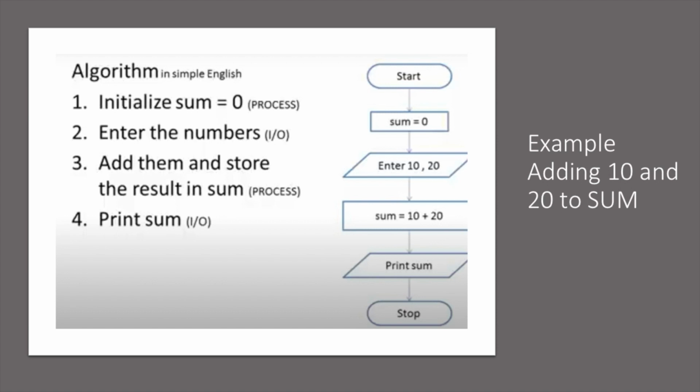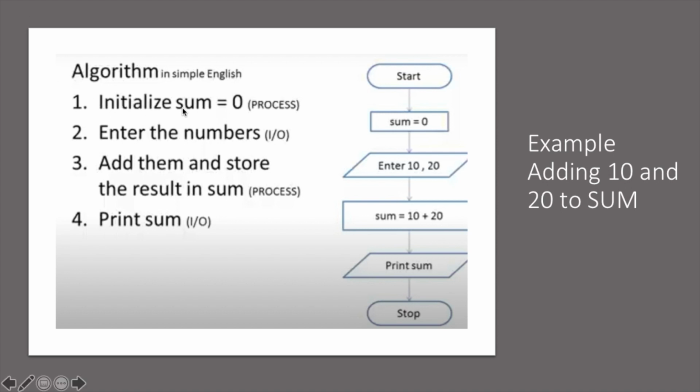This is an example of an algorithm. This algorithm will be adding two numbers, 10 and 20, into sum. So the first thing we need to do is to initialize sum to 0. So I need to make sum equal to 0, because then I will add the two numbers. If the sum is 5 or 10, it will be adding these two numbers into the 5 or 10. So it's better for us to make it 0. Then we will enter the numbers, which are 10 and 20. Then after that, I will add the numbers together, and then I will store them into the sum. And finally, I will print or display the sum because I want to see it.